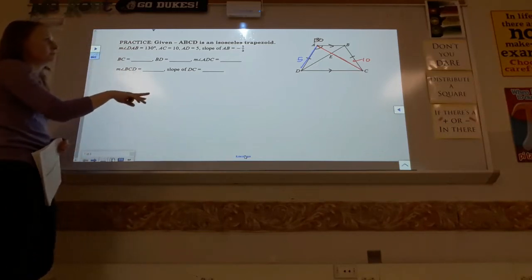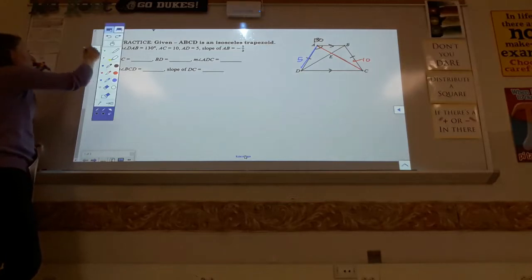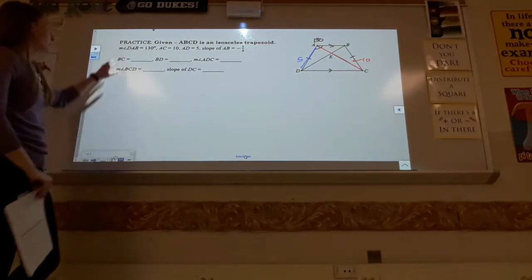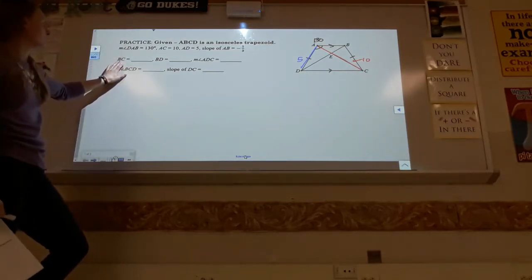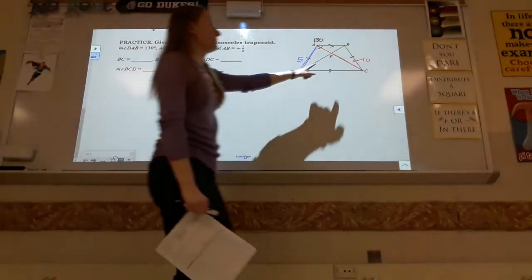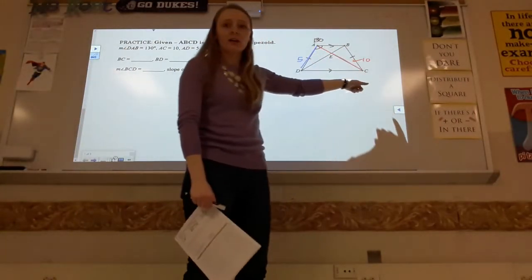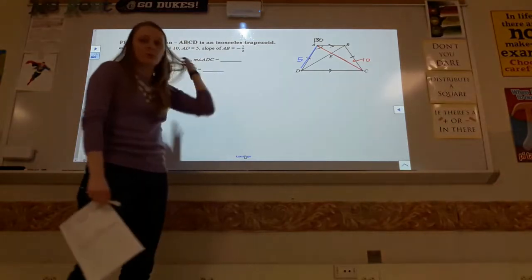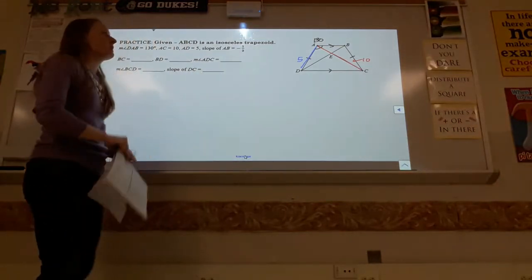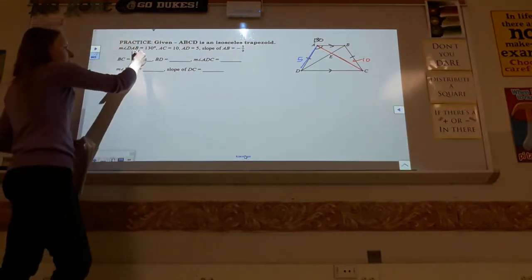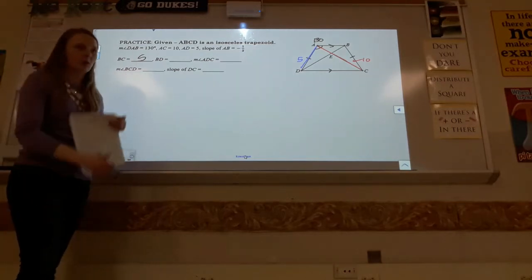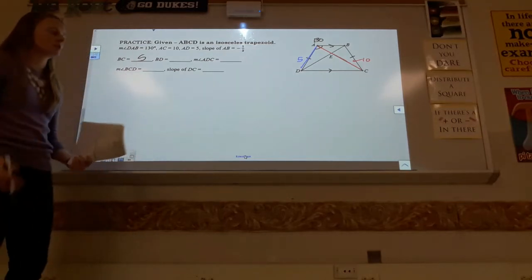So then I'm going to use that information I have in the picture to go ahead and answer the questions here. So the first one, they want me to find out the length of BC. So BC is over here. It's the other leg of the isosceles trapezoid. And remember, because it's isosceles, it means that they're equal. So if I know AD is 5, that means BC is also 5. The legs are equal. So that's just using the definition of isosceles trapezoid.